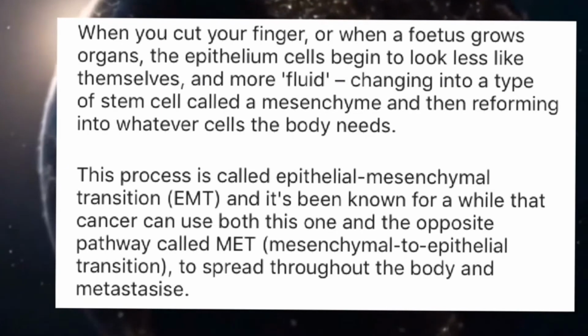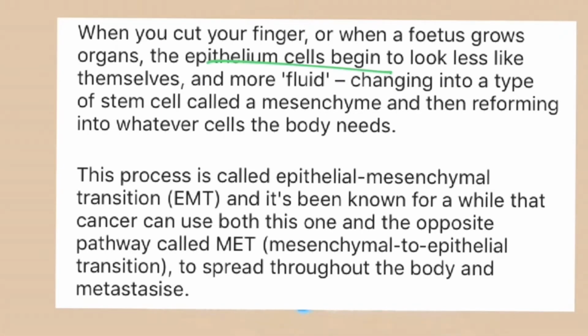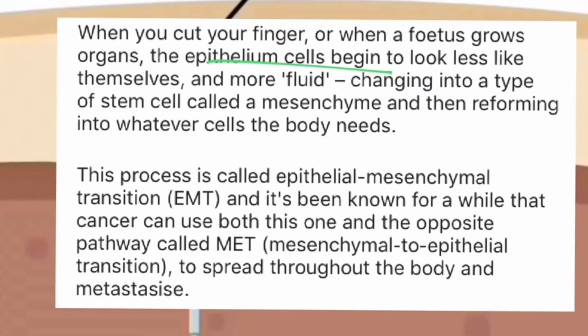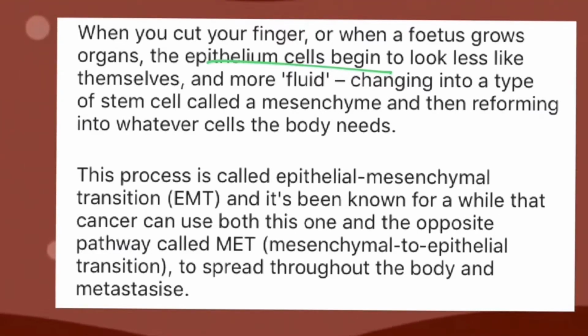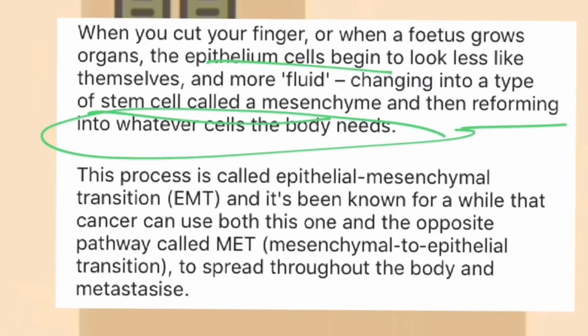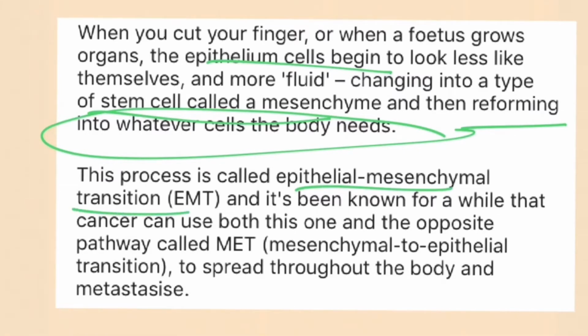If you cut your finger, inside the fetus, the epithelial cells look like themselves. They have fluid, and the fluid has the capability to make an entirely different cell, say any other body part. If you cut the finger, they can regrow, they can form like that. They have this capability. These cells are called mesenchymal cells, and they reform whatever the body needs. This process is called the epithelial mesenchymal transition, EMT.